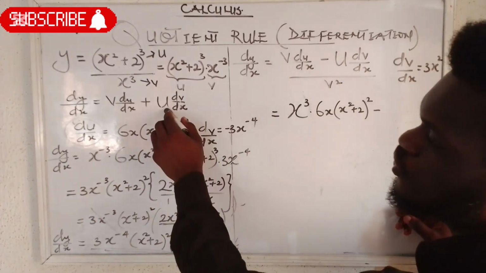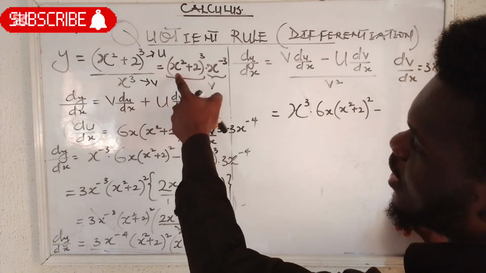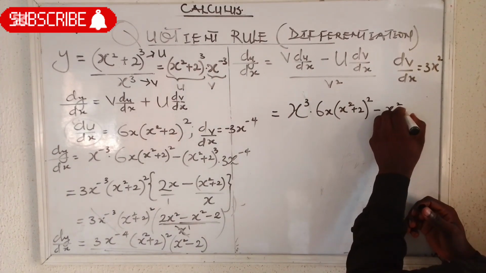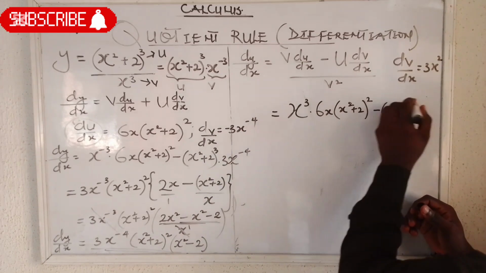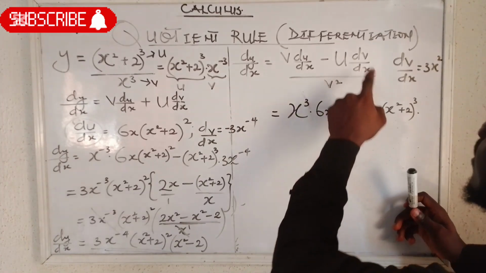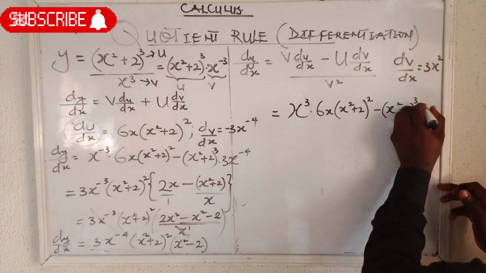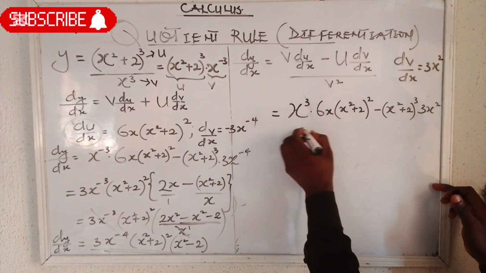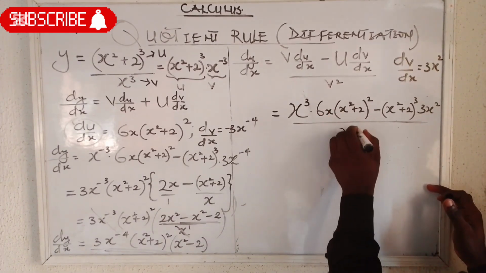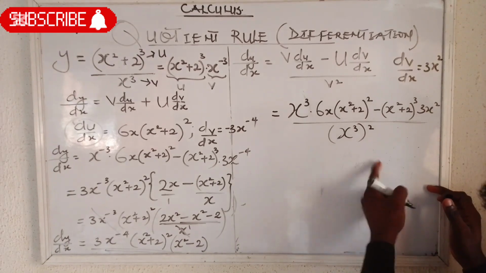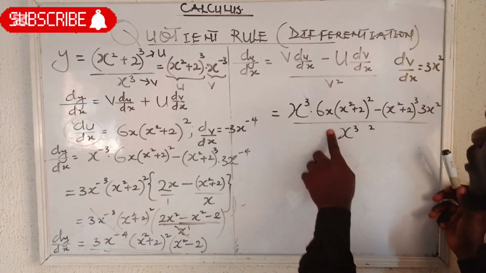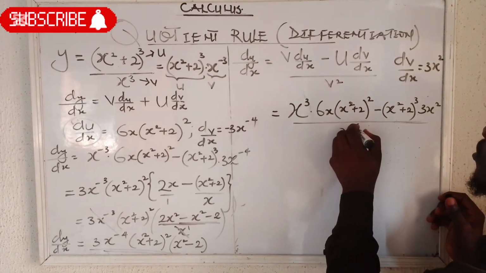What is the u? The u is x squared plus 2 to the power of 3. Then what is our dv dx? Our dv dx, we found out, is 3x squared. Now don't forget, this is all divided by v squared, which is x to the power of 3 squared, because v is x to the power of 3. When you square it, you get 2 times 3, which is 6.